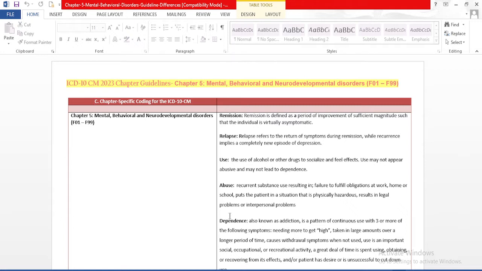Now today we are going to learn chapter 5, mental, behavioral and neurodevelopmental disorders. The code series ranges from F01 to F99.